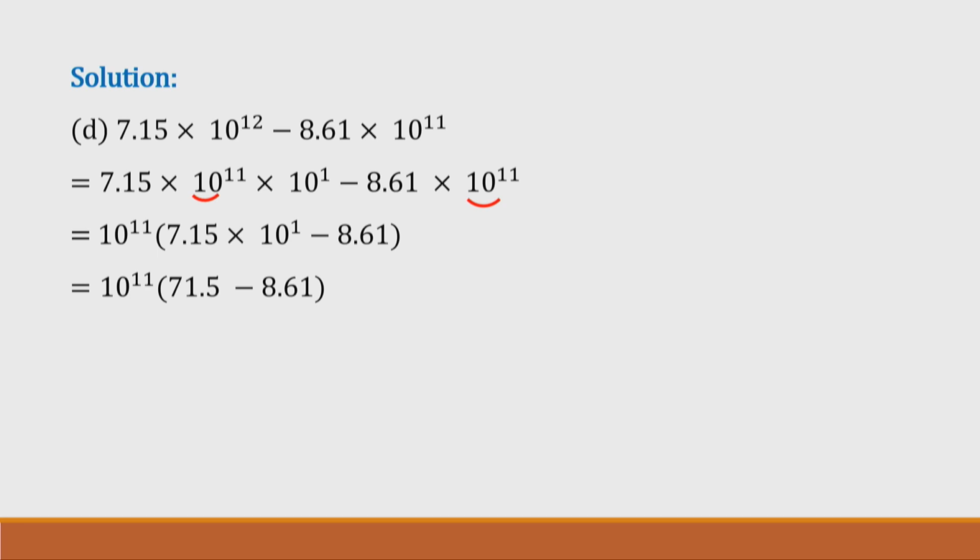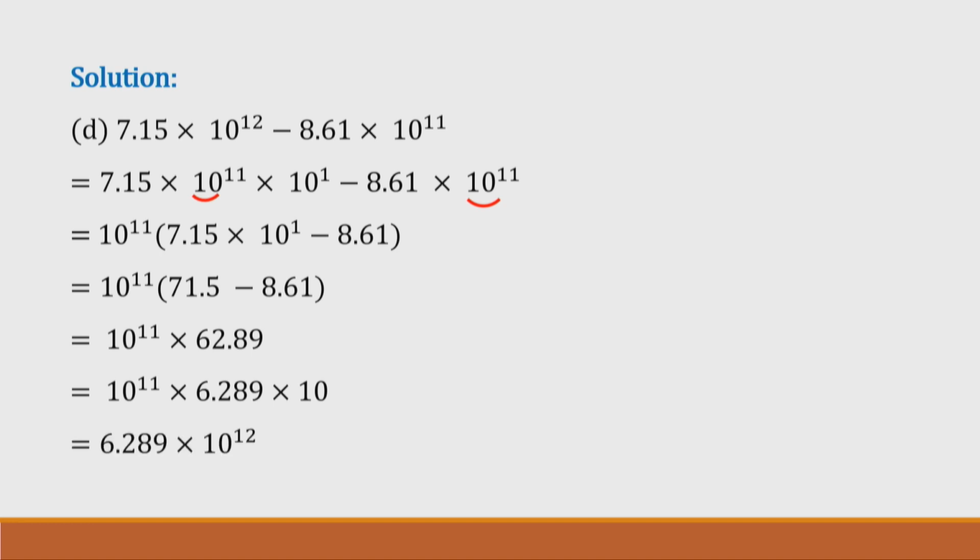Simplifying the bracket will give me 71.5 minus 8.61. Evaluating, I will get 62.89. So I have to rewrite it in standard form. 10 power 11 times 6.289 times 10, or 10 power 1. And using the multiplication law of indices, I will finally get 6.289 times 10 power 12.